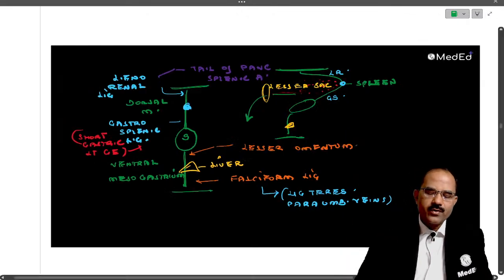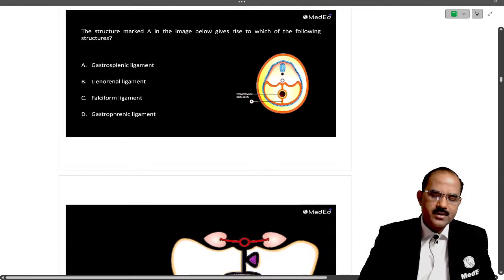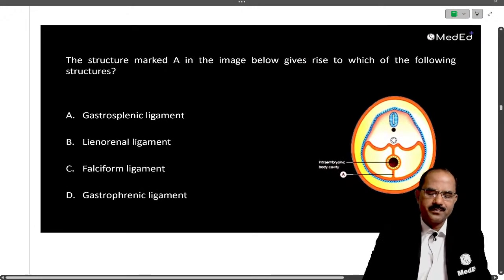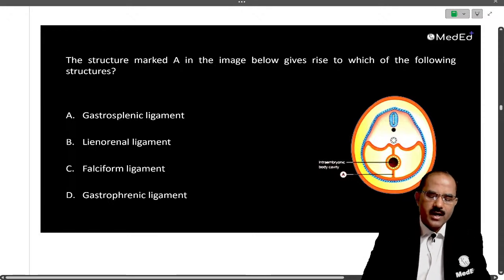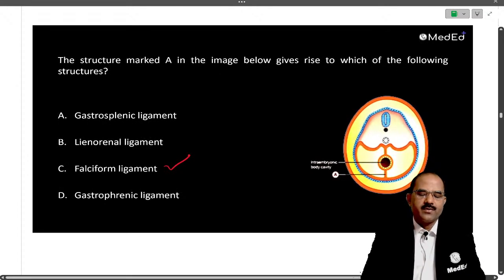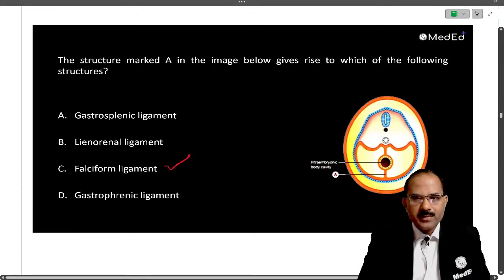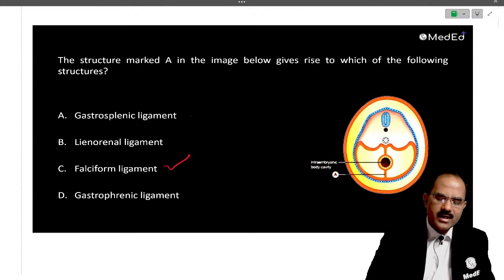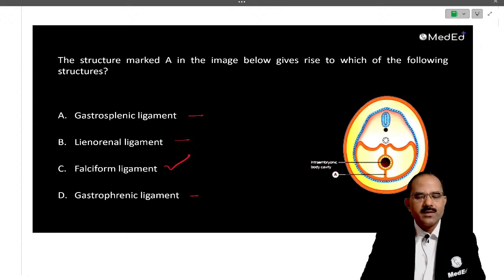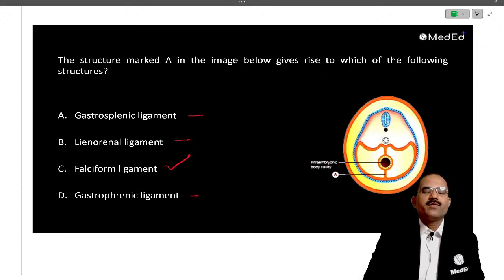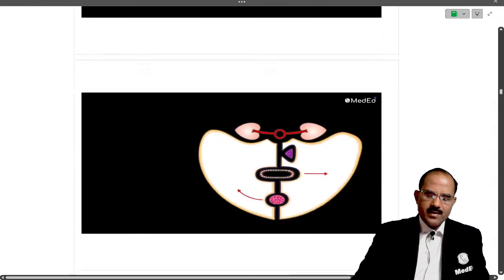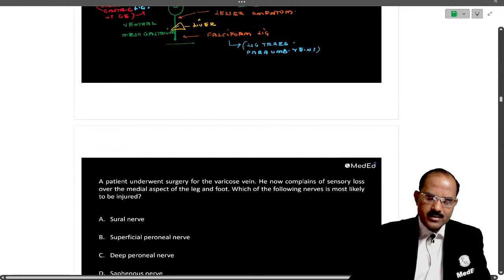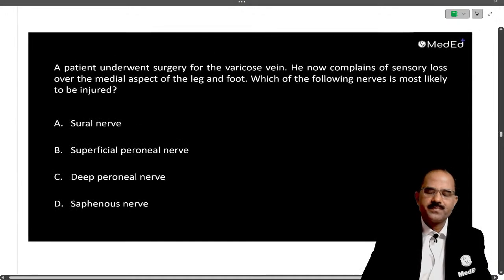I hope this is clear to all of you. MCQ here. Chalo, answer this MCQ bacho. The structure marked A gives rise to, the answer is falciform ligament. So A is ventral mesogastrium. Gastrosplenic, lienorenal, and the gastrophrenic are all derivatives of dorsal mesogastrium. Perfect. Very good, KK. Let us go to the next MCQ, children.